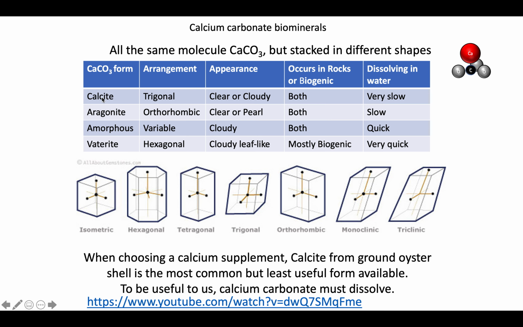And as you can see, calcite, the normal form of calcite, is when you stack these up and they are in a trigonal sort of form. So there you go. That's what a trigonal crystal looks like. And they can be clear or cloudy, and they dissolve very slowly in water.